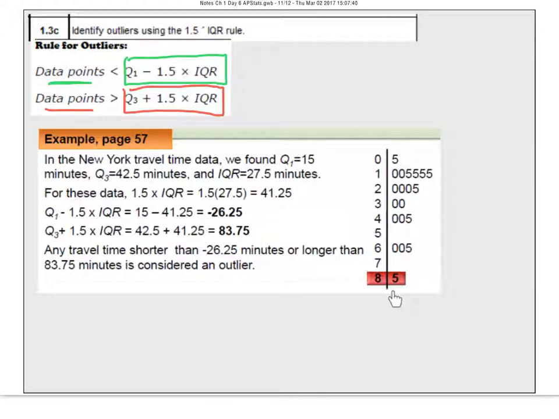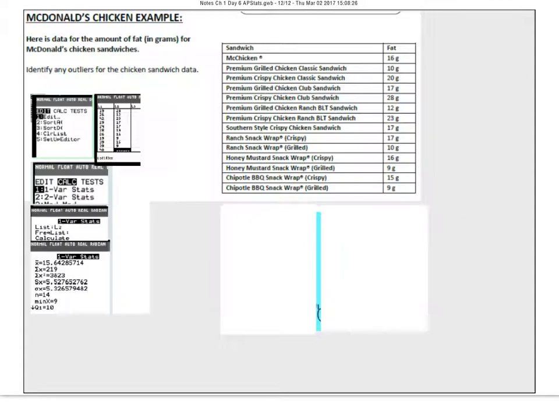So let's do an example in our note packet. Here we switch gears. We're not looking at McDonald's beef sandwiches, but now chicken sandwiches. In this list, it looks like we have 14 pieces of data. I want to figure out if there are any outliers, so I'm going to go to my calculator, do stat edit, and enter the chicken sandwich data in my list 2.